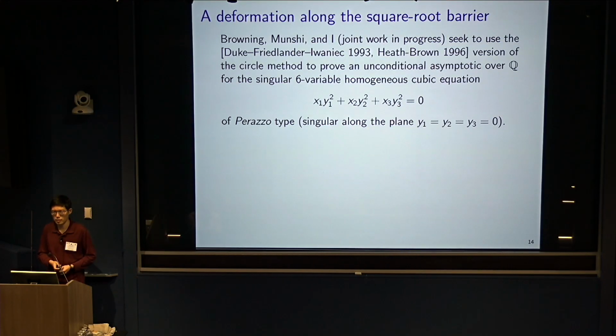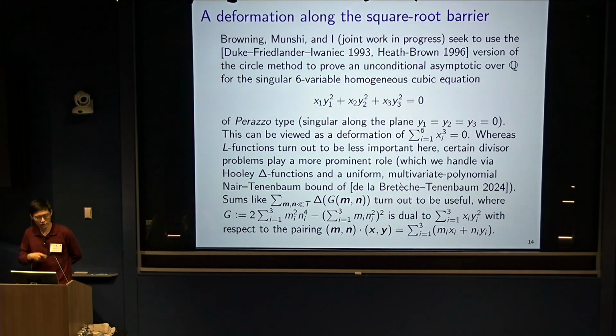So I want to talk about something more recent, which is joint with Browning and Munshi, where we still look at 6 variable cubic equations, but change it a bit, make it a little bit easier so we can try to get an unconditional asymptotic, but still essentially at the square root barrier in the circle method. The equation we'll look at is x1 y1 squared plus x2 y2 squared plus x3 y3 squared equals 0. So this is no longer a smooth thing. It's singular along the plane y1 equals y2 equals y3 equals 0. We can think of this as some kind of deformation of the sum of 6 cubes equals 0.